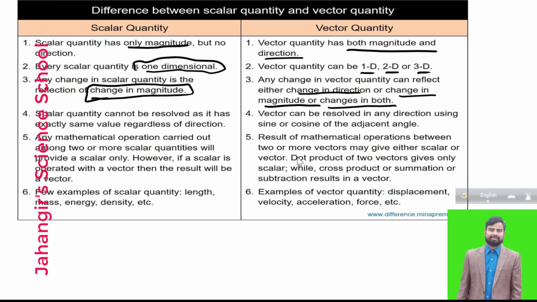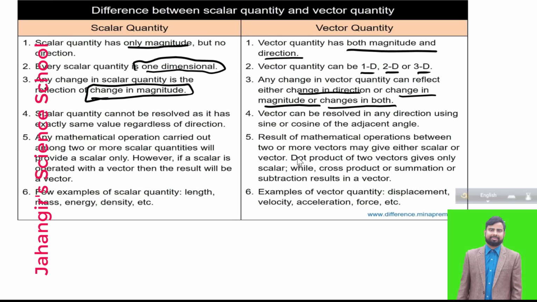So a scalar quantity cannot be resolved, as it has exactly the same value regardless of the direction. It has only a magnitude. A vector quantity can be resolved in any direction using sine or cosine of the adjacent angle. That means resolution.